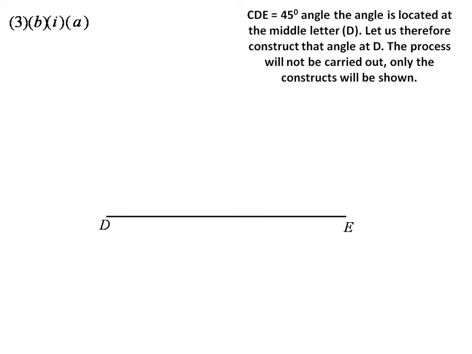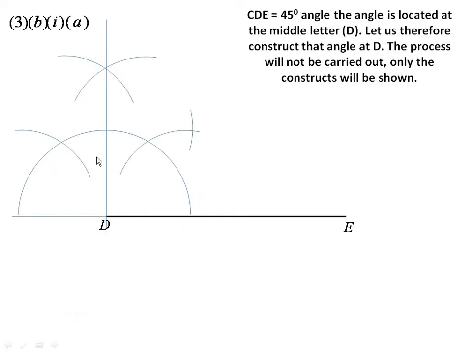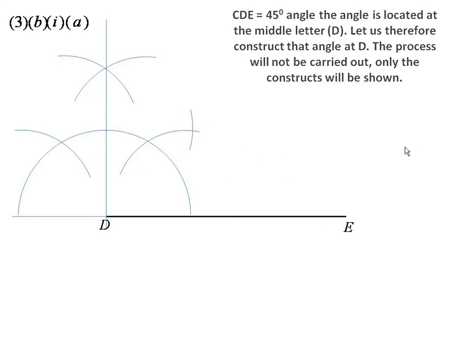The process will not be carried out, only the constructs will be shown. And what does the construct represent? This large portion here is our 90 degrees construct. And of course we have the rest of it over here, which is the construct that we use to bisect the angle. So in forming a 45 degrees angle, we construct a 90 degrees angle first, then we bisect it. Half of 90 is 45, that's all. So in this case, only the construction lines are shown.